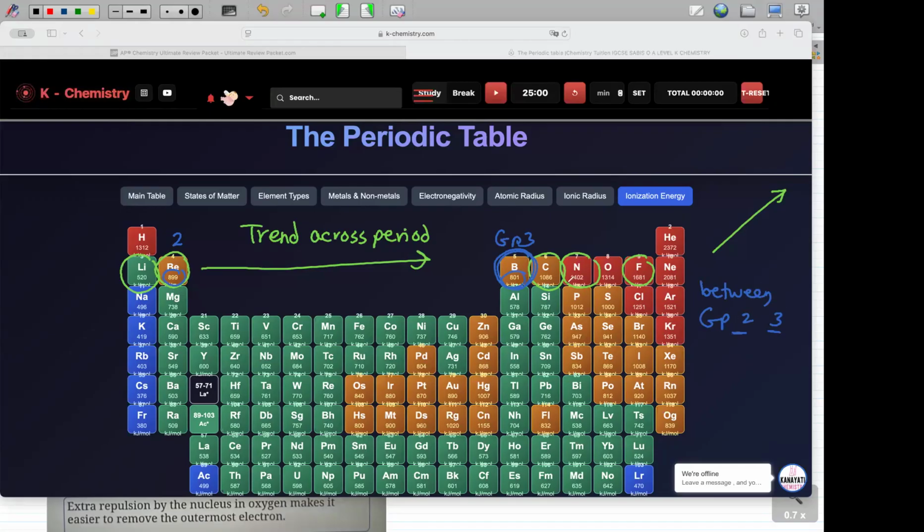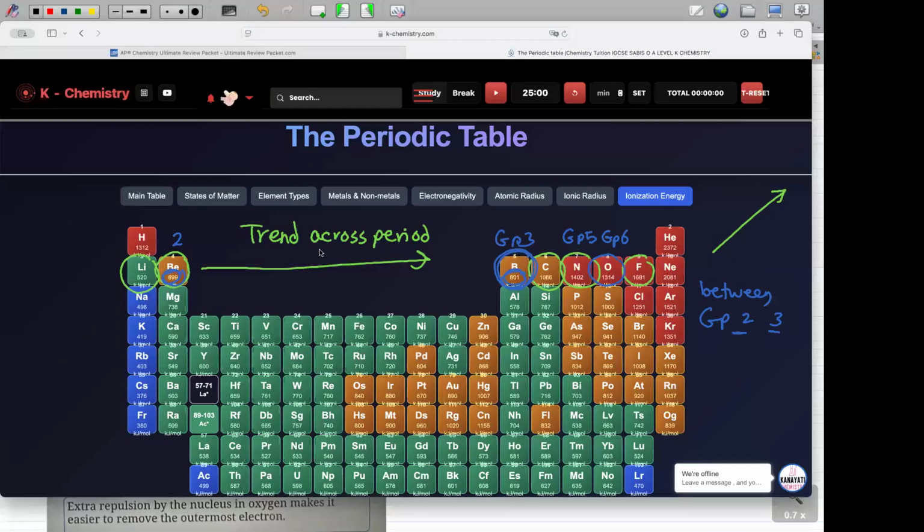In this exception, the ionization energy will decrease, not increase. If you notice, here it's 899 and here 801. Then it goes back to normal and increases again. Then it increases again. Then between group 5 and group 6, it drops again. So there are two places in which the periodic table does not follow the trend.